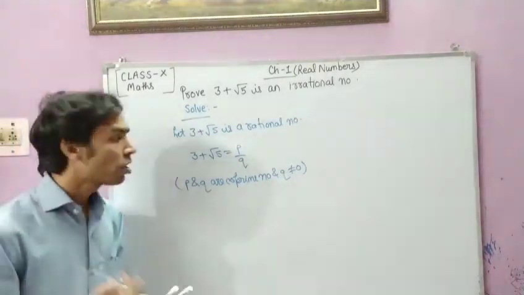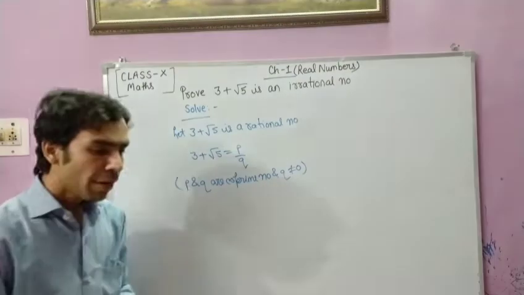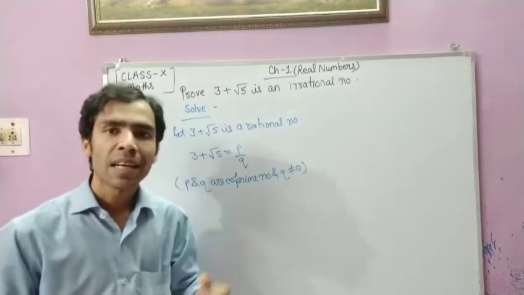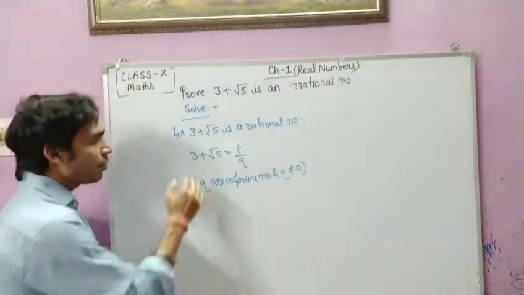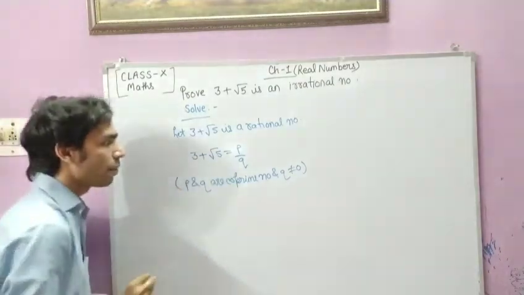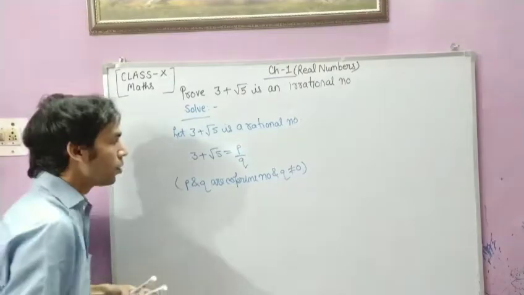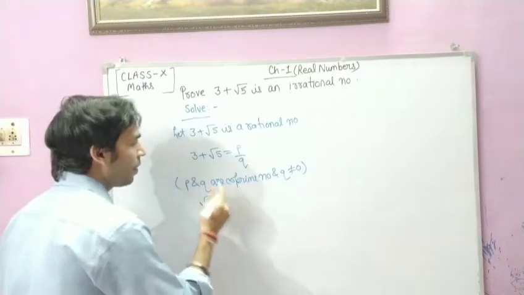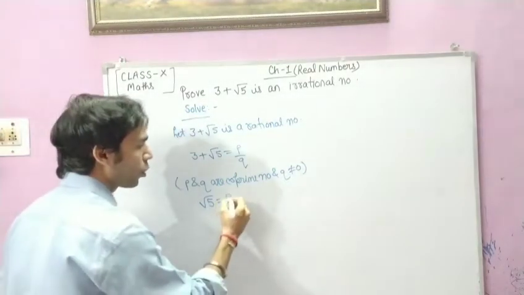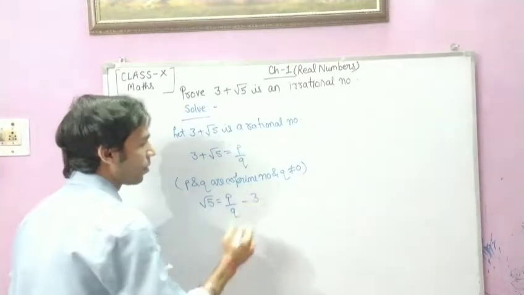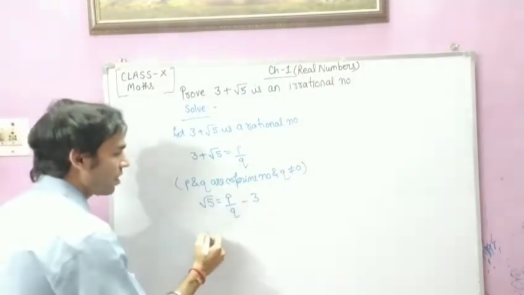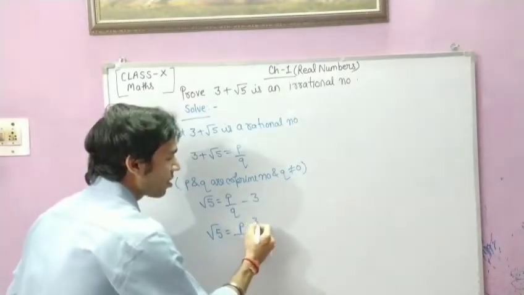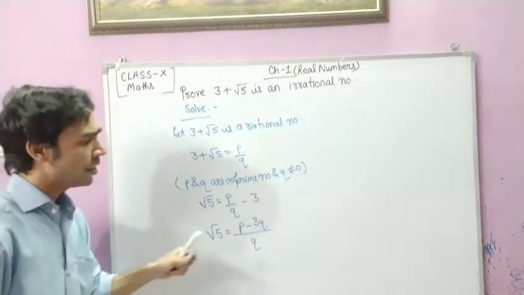So what are we going to do? We will apply the process in which one side becomes rational and the other side becomes irrational. We can see 3 is rational and root 5 is an irrational number, so we will keep root 5 on this side only. And we will transfer this 3 to that side, that is p upon q minus 3. Now you can simplify it. When you simplify it, the LCM will be q and you will get p minus 3q upon q. This result you got.